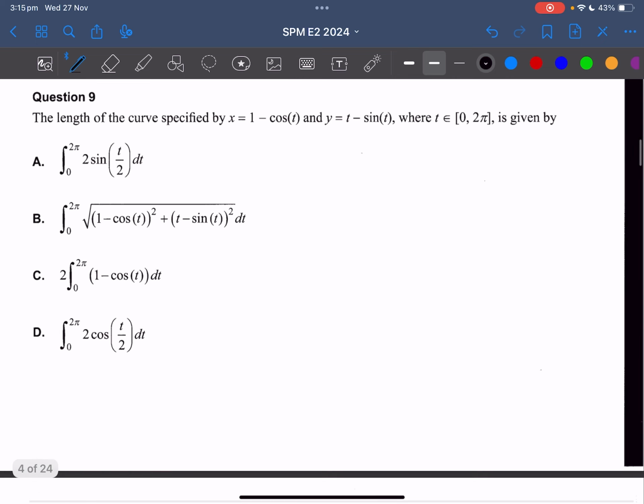Okay, so question 9. The length of the curve specified by x equals this, y equals this, where t is between 0 and 2 pi, is given by that. Okay, so let's write down the parametric form of the integral first. So we'll have 0 to 2 pi, square root of (dx/dt) squared.